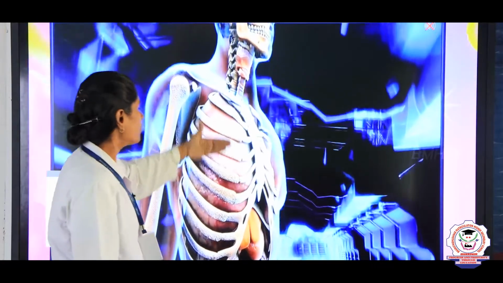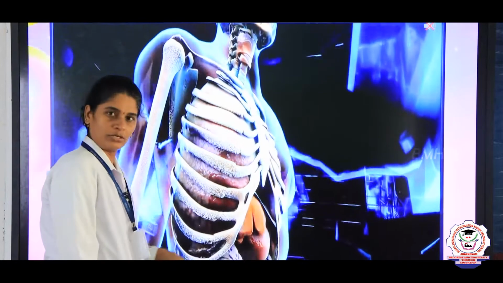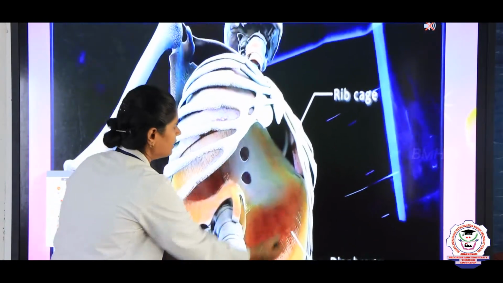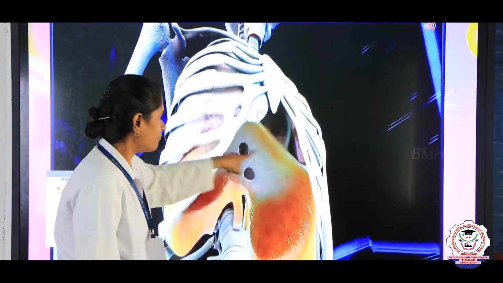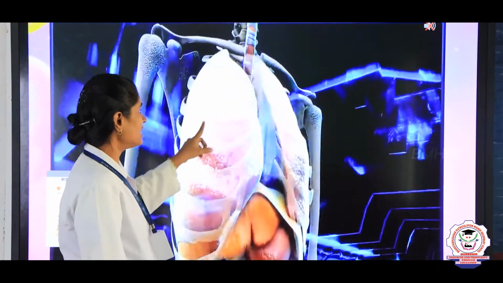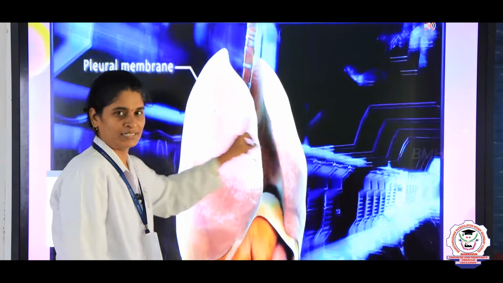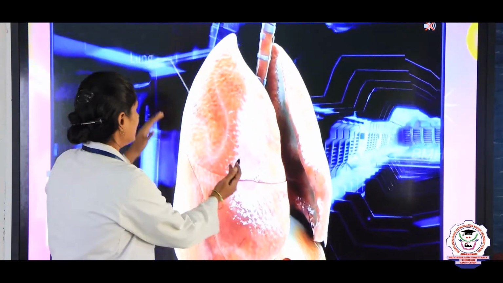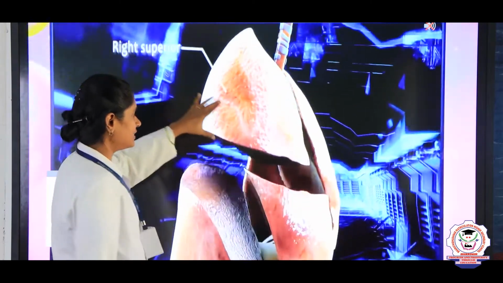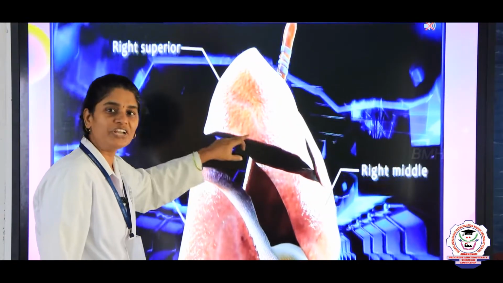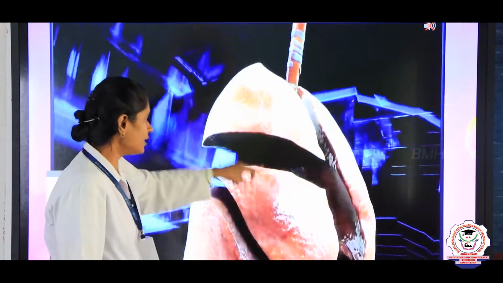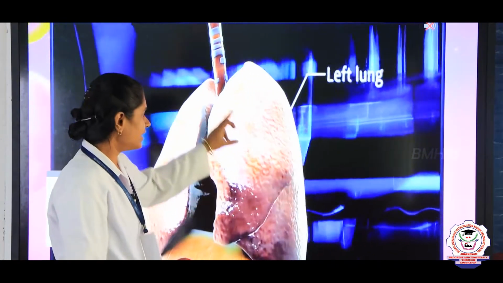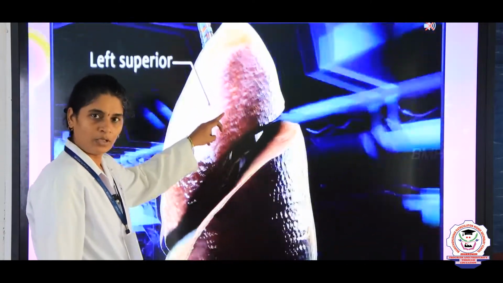The lungs are protected by the rib cage, okay. Below the lungs you can see a muscle called the diaphragm. This is the diaphragm, and you can see two lungs present in the thorax cavity, protected by the rib cage. The right lung is divided into three lobes, and the left lung is divided into two lobes, okay.